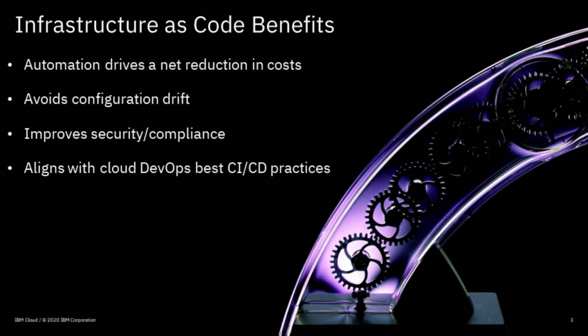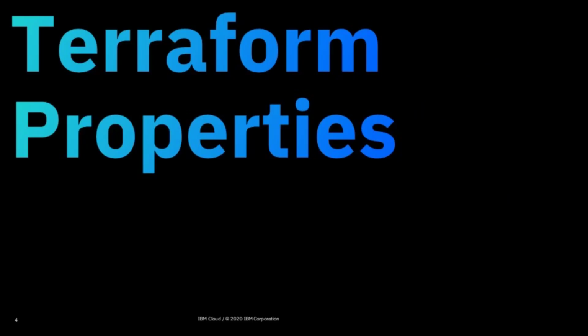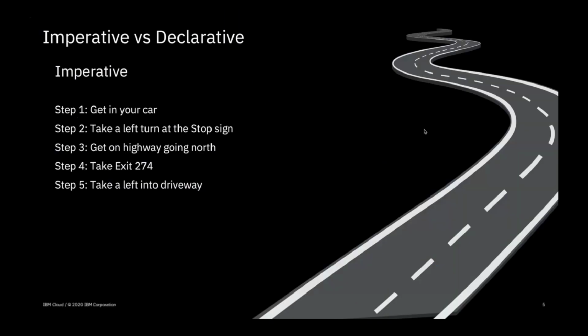So let's get started with talking about some of the properties of Terraform. Let's talk about some of the key properties of Terraform, right? The qualities that make Terraform so truly unique. And I like to start with an analogy for the first one. It's the difference between imperative versus declarative languages.